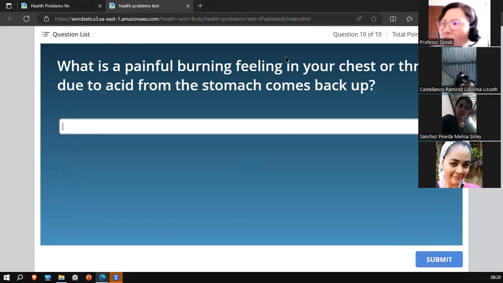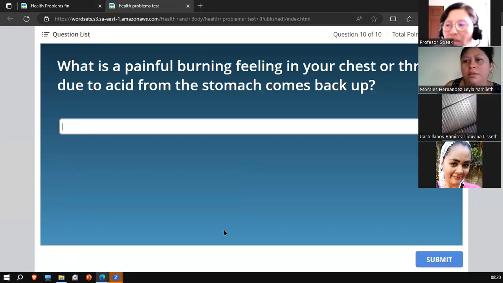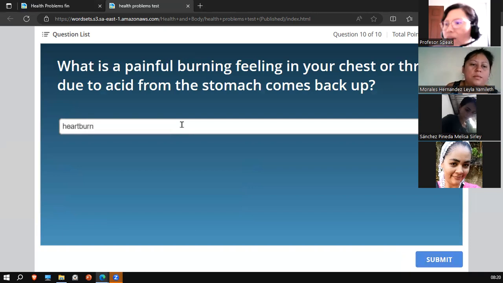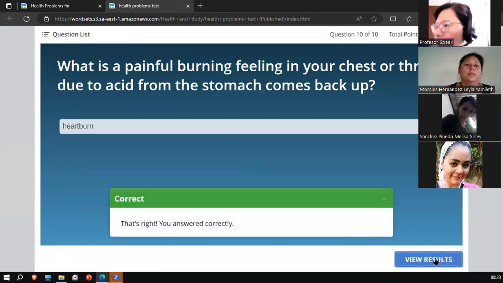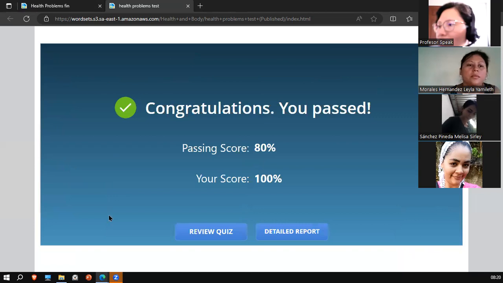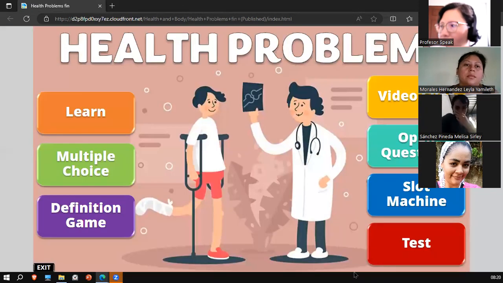What is a painful burning feeling in your chest or throat when acid from the stomach comes back up? Heartburn. Right, heartburn. Very good. And you got a 10, right? Excellent, very good on the test, okay?